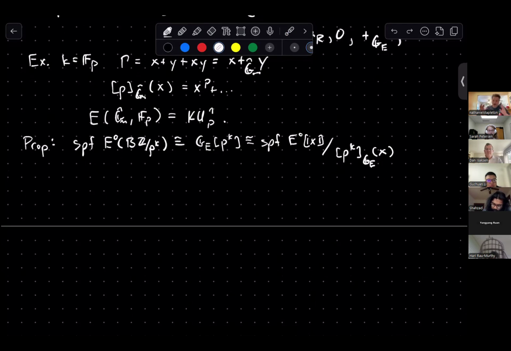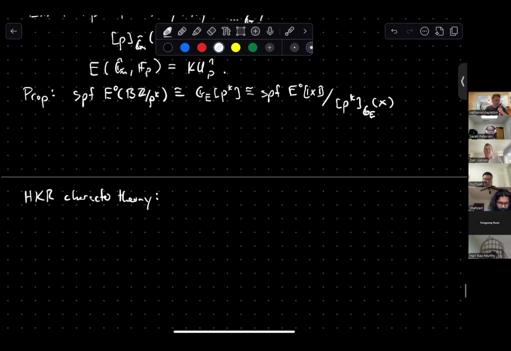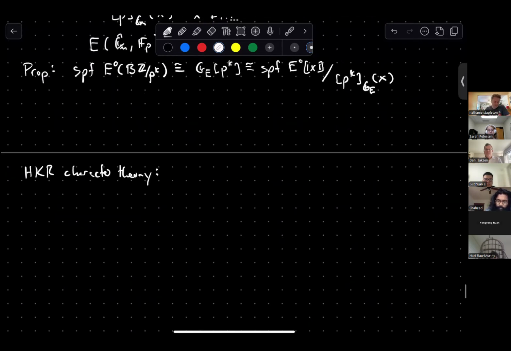Okay, I want to talk about character theory for Morava E-theory. So this has a name. This is Hopkins-Kuhn-Ravenel character theory. And I'm already very concerned about time.